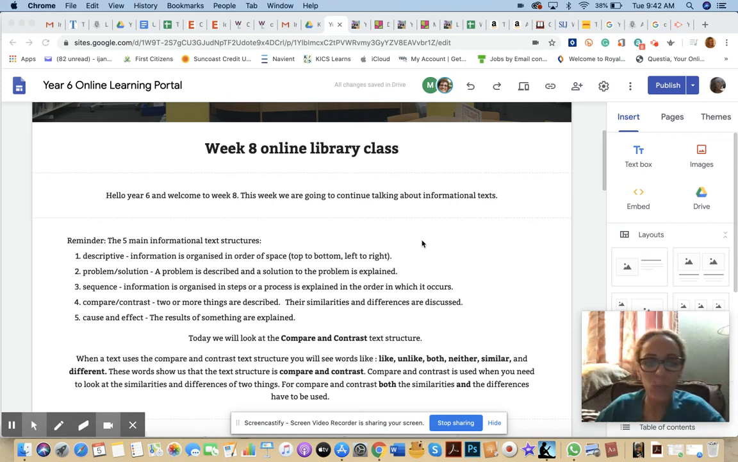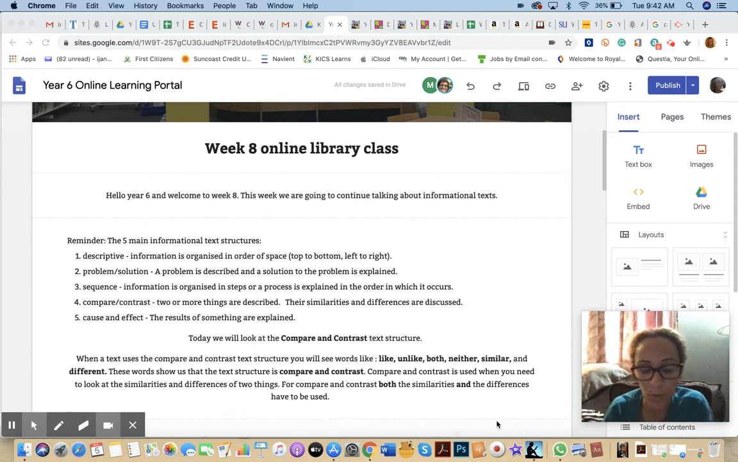Hi guys, so this week we're going to continue with informational text structures, but we are looking at compare and contrast right now. So we're going to look at articles and the information in the articles and how the text structure is comparing and contrasting the differences or similarities.